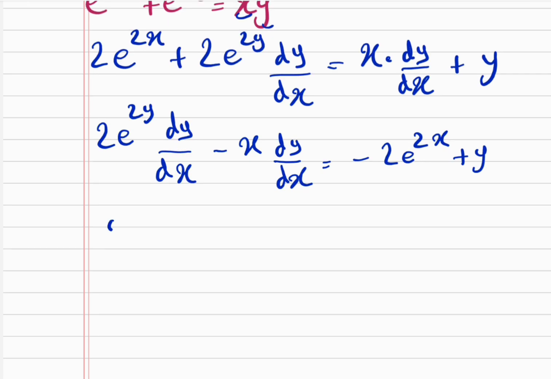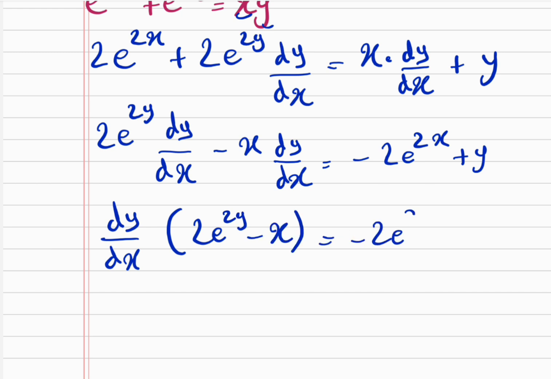Now we can take a factor of dy by dx. Remember, when you want to write dy by dx in terms of x and y, the step is always the same. You need to rearrange such that you can take a factor of dy by dx. So dy by dx, and then times 2e to the power of 2y minus x is equal to minus 2e to the power of 2x plus y.